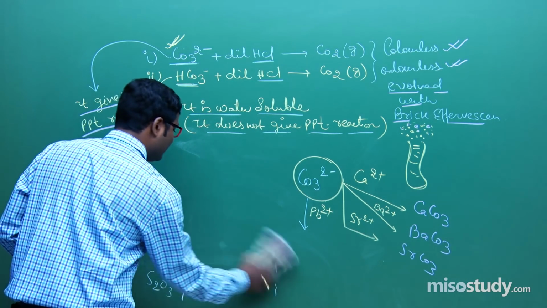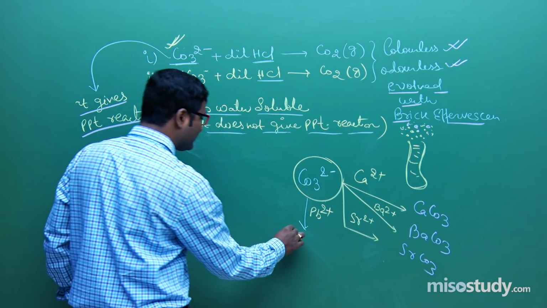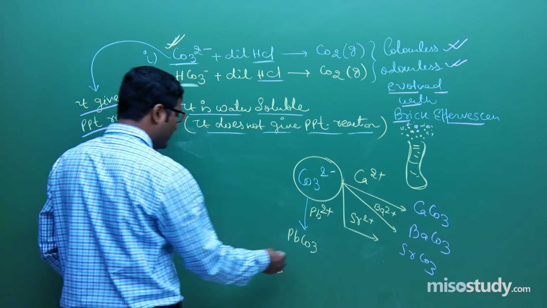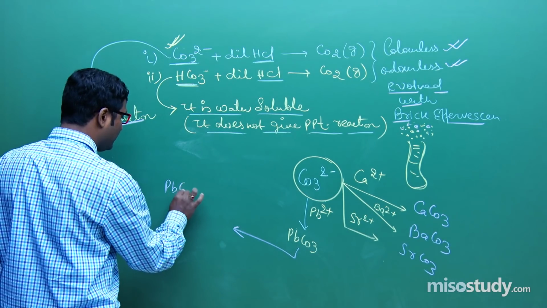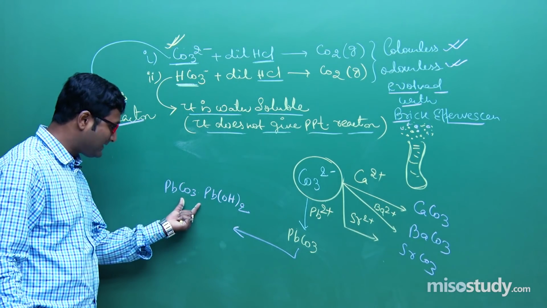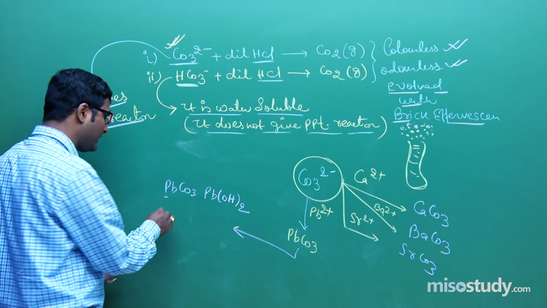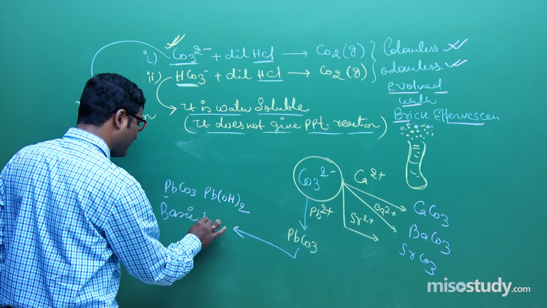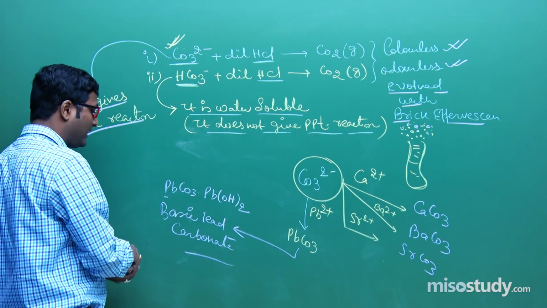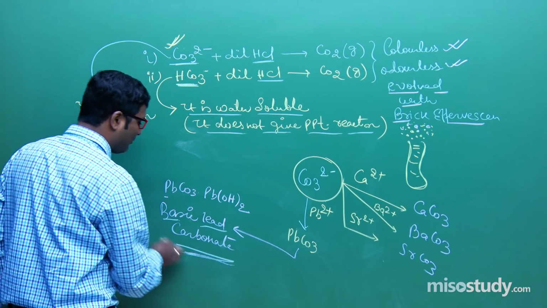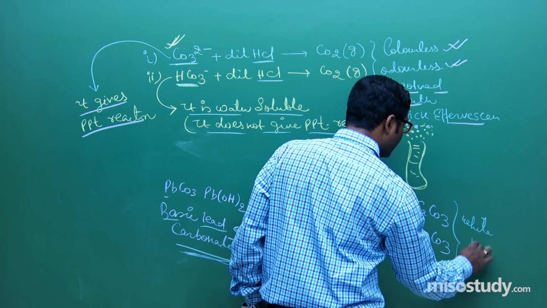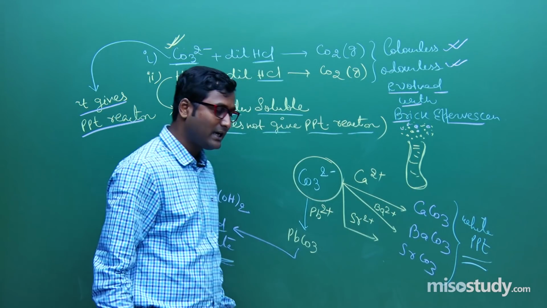This is the second layer of detection. Pb2 plus gives PbCO3. Clear to you? This is again a white PPT, which on further treatment gives PbCO3 into Pb(OH)2, that is, basic lead carbonate. Do you remember this? Basic lead carbonate. I have discussed this reaction in the P block elements chapter. Clear to you? These are all white PPT. This confirms the presence of carbonate ion.